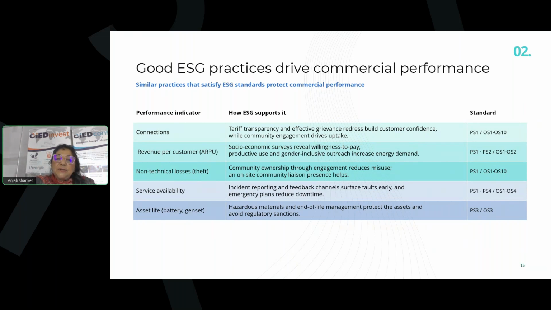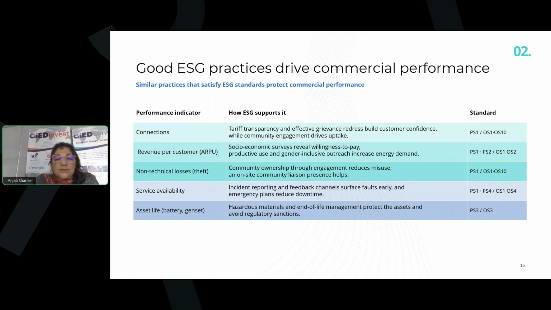Another challenge is to reduce non-technical losses and theft. This can positively be achieved if the community really feels it owns the whole system, and feels that pilferage, stealing cables and all kinds of misuse will not serve the ultimate goal of uplifting the community. This is where we also have other convergences between what we want to achieve in terms of impact and ESG. So having a community liaison officer with an on-site community liaison presence is really very important.